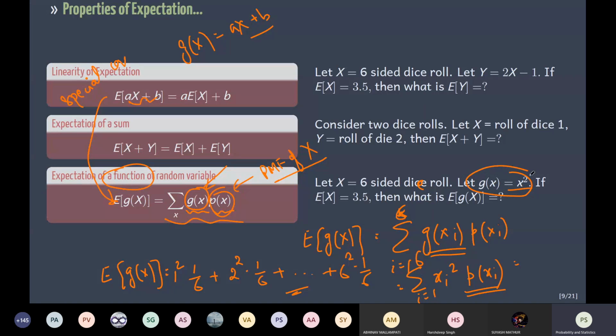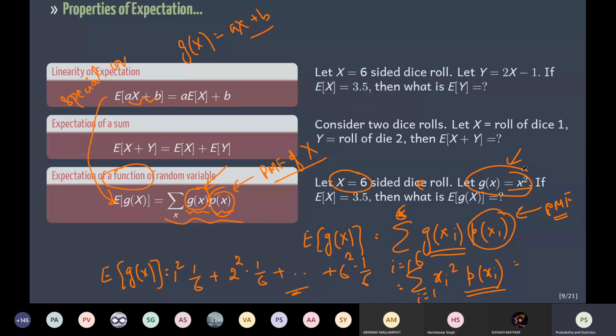So in general, you can compute the expectation of some arbitrary function of x, because the only thing you need is the PMF of x. As long as the PMF of x is given to you, function evaluation is an easy thing, provided that the function is defined for those values. Then it's an easy thing, right?